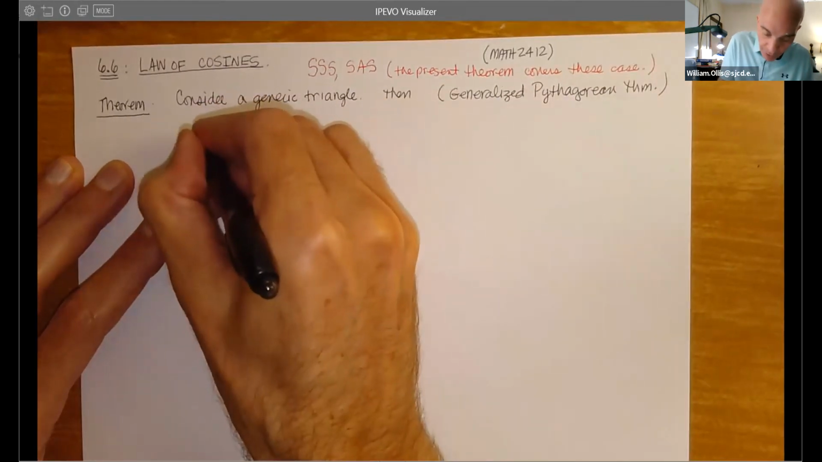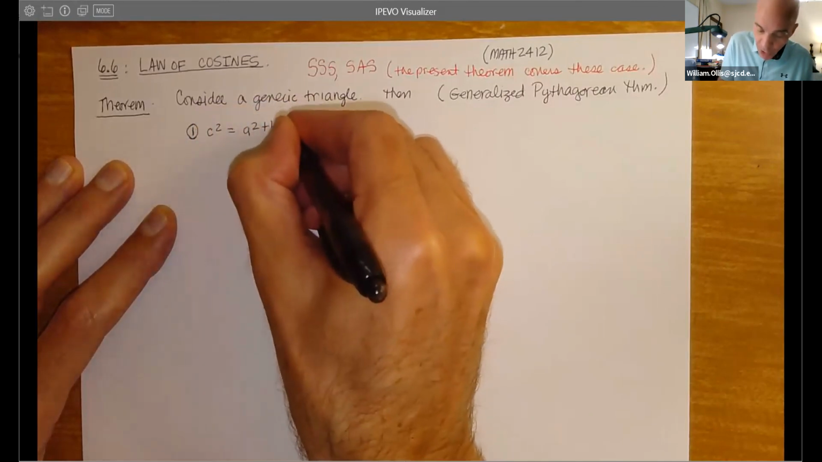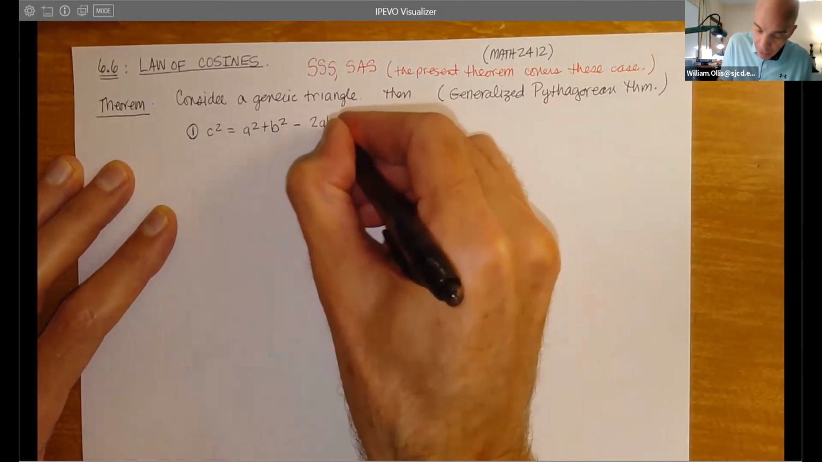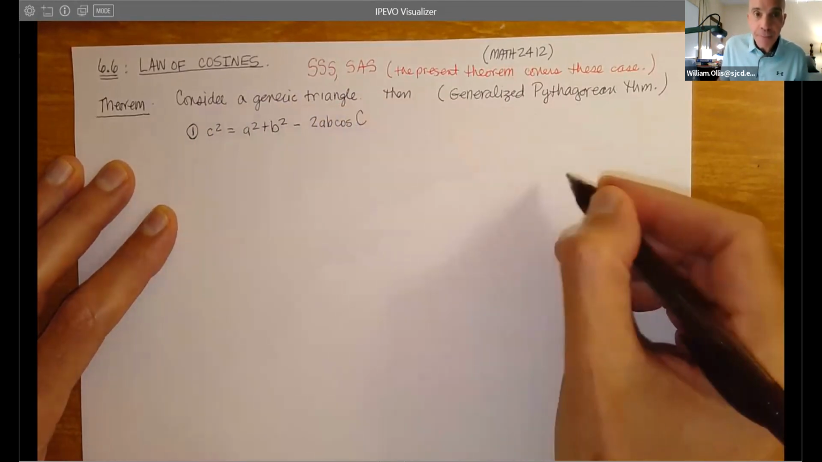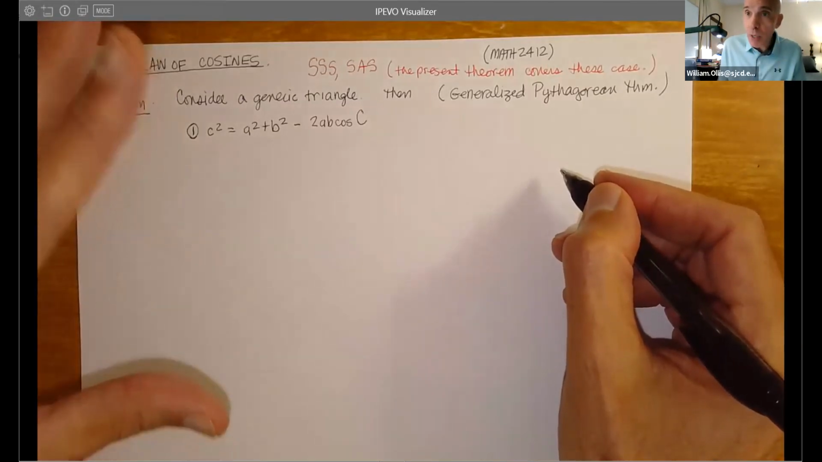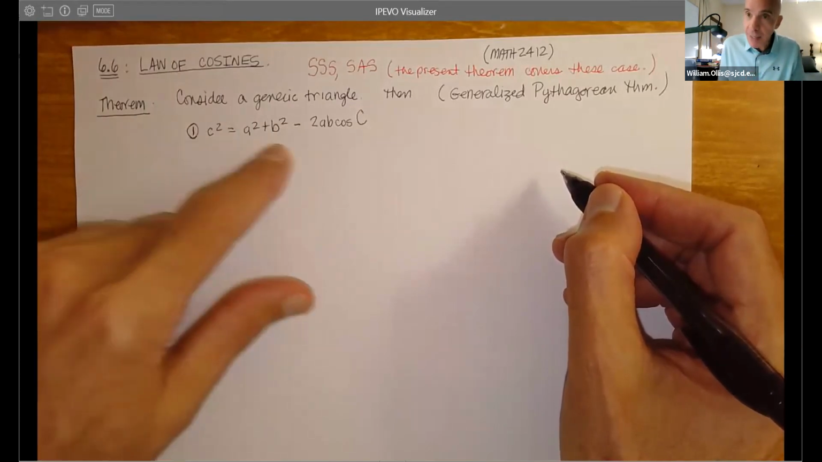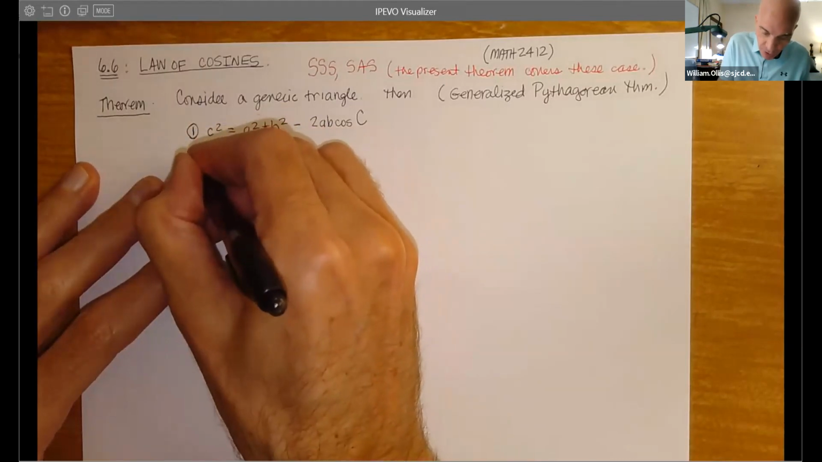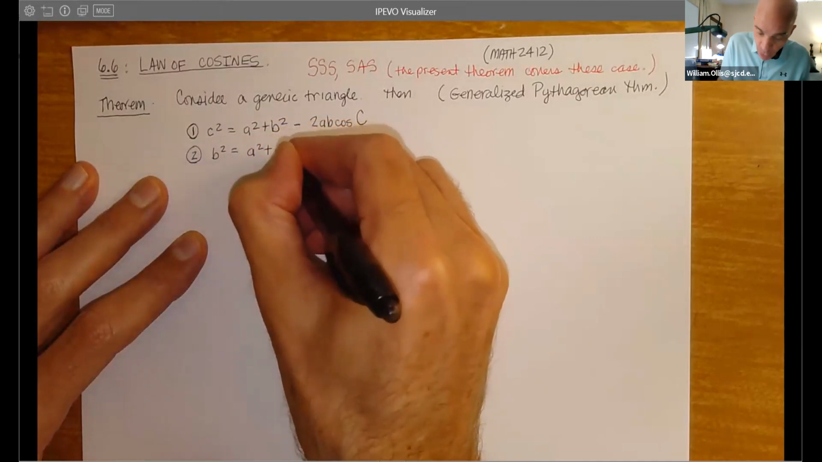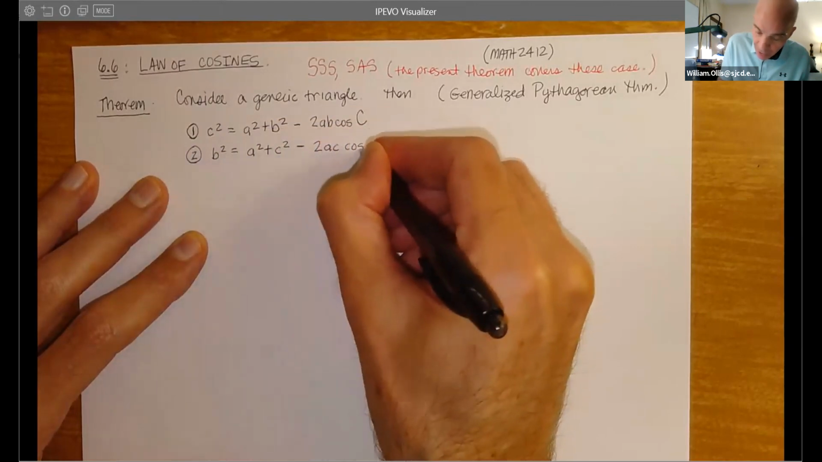So the first form will look like this: c squared equals a squared plus b squared, which reminds you of the Pythagorean theorem, but then there's a correction: minus 2ab cosine of the angle C. You can just pick another pair of sides and permute the a, b, and c. And so then we could do b squared equals a squared plus c squared minus 2ac cosine of the angle B.